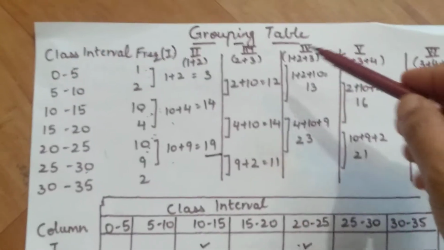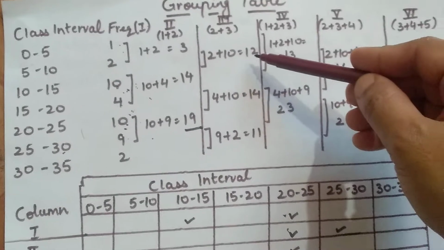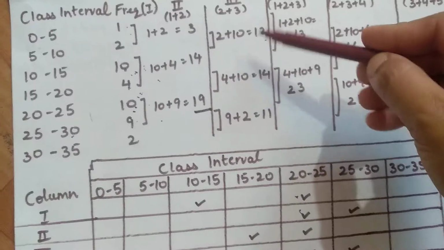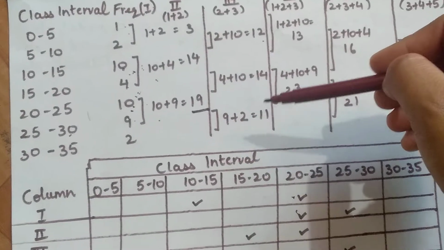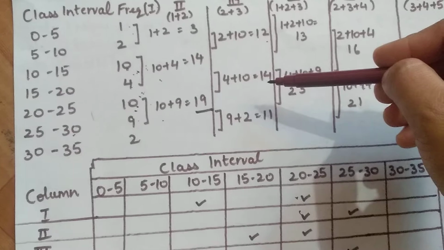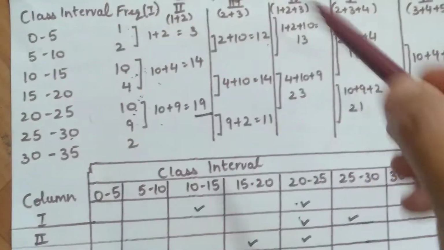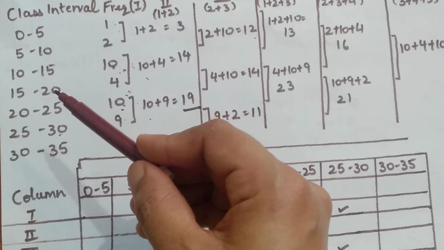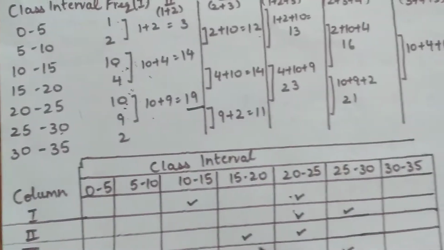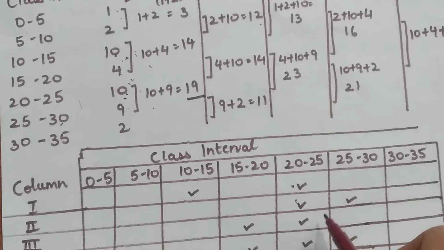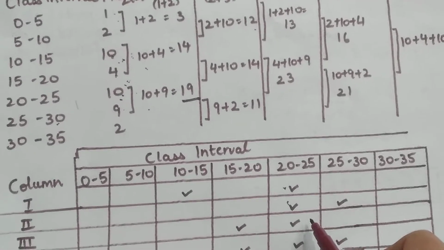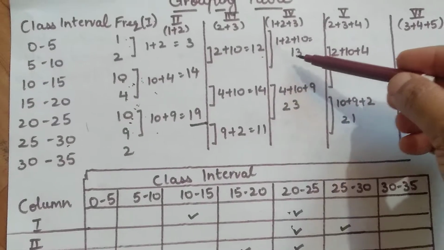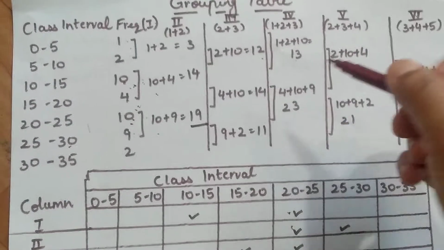Likewise, in the third column, we get the combinations as 12, 14 and 11. So what is the maximum frequency over here? What is the maximum value over here? It's 14. So how do we get the 14? Again, we will move back to the class interval. It's a combination of 15 to 20, 20 to 25. We will put a tick across 15 to 20, 20 to 25. Clear?